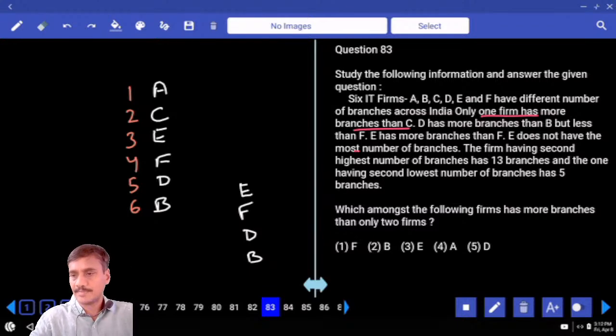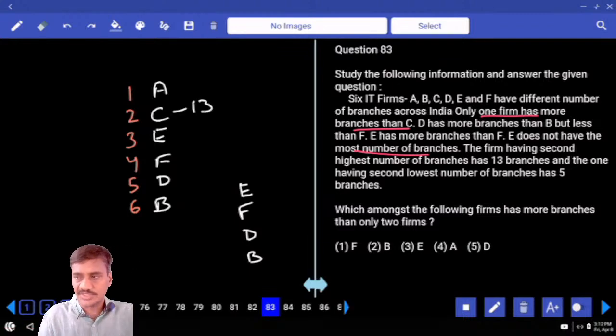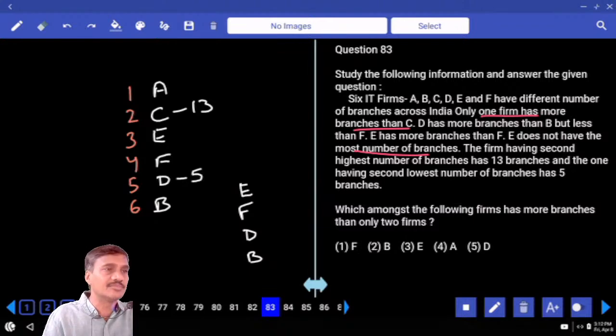And next one, the firm having the second highest number of branches has 13 branches. Now C is having 13, and the one second lowest has 5 branches, D is having 5 branches. Then which of the following firms has more branches than only 2 firms? And which is having more than only 2? That is F. F, that is choice 1, question number 83.